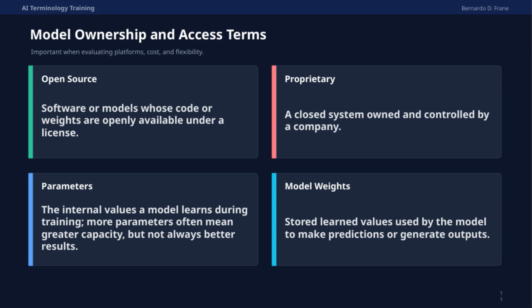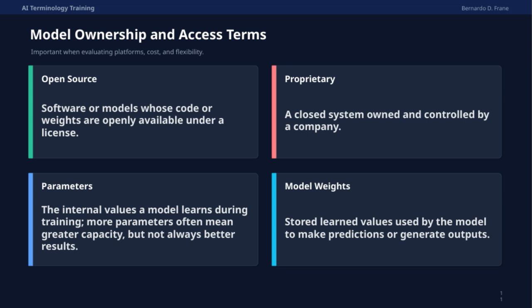In contrast, open source models are different. Their code or weights are openly available under a license, so anyone can examine, modify, and use them. This openness fosters collaboration and innovation in the AI community.